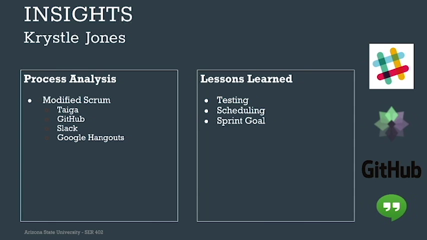Hi, my name is Crystal, and I'll be giving this portion of the review on insights. The process we are using to complete this project is a modified version of Scrum. We have been using Taiga to track our progress on each sprint. Each user story has several tasks associated with it, and every member is expected to be working on at least 1, but no more than 2 tasks at a time.